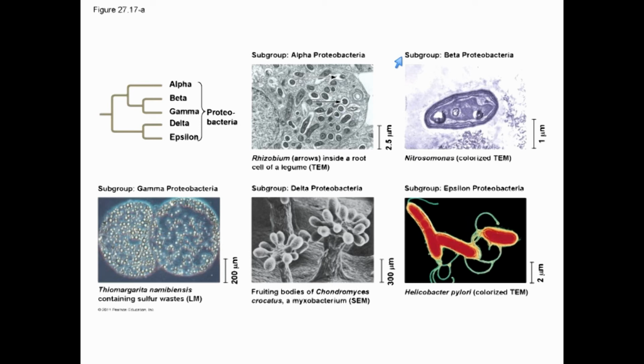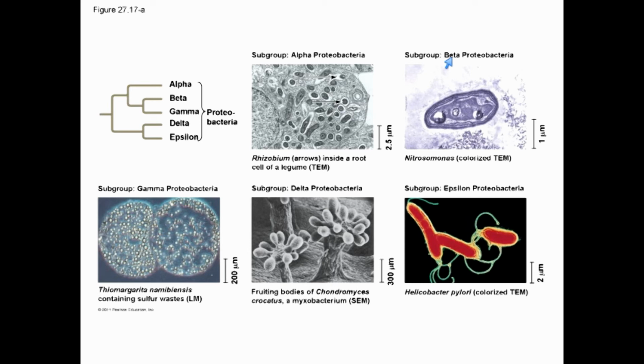Each of these figures is showing us each of these subgroups, and underneath we've got a genus that is showing us an example. So I want you to know the group, or the major clade, if you will, and I want you to know the subgroups as well as an example. Okay, so example of the alpha proteobacteria is Rhizobium.